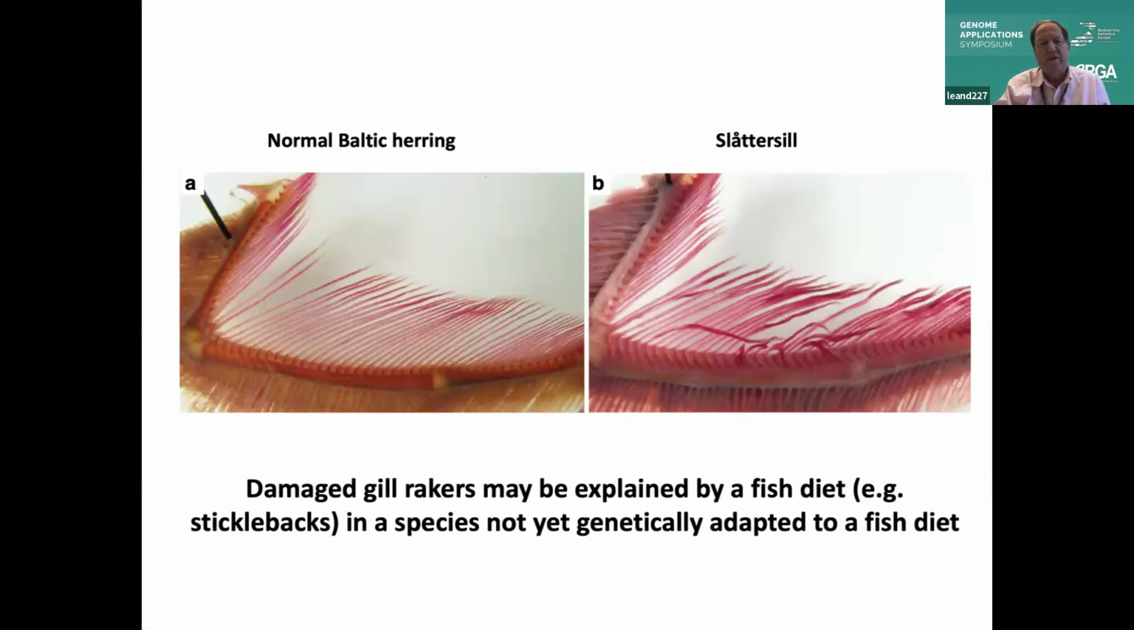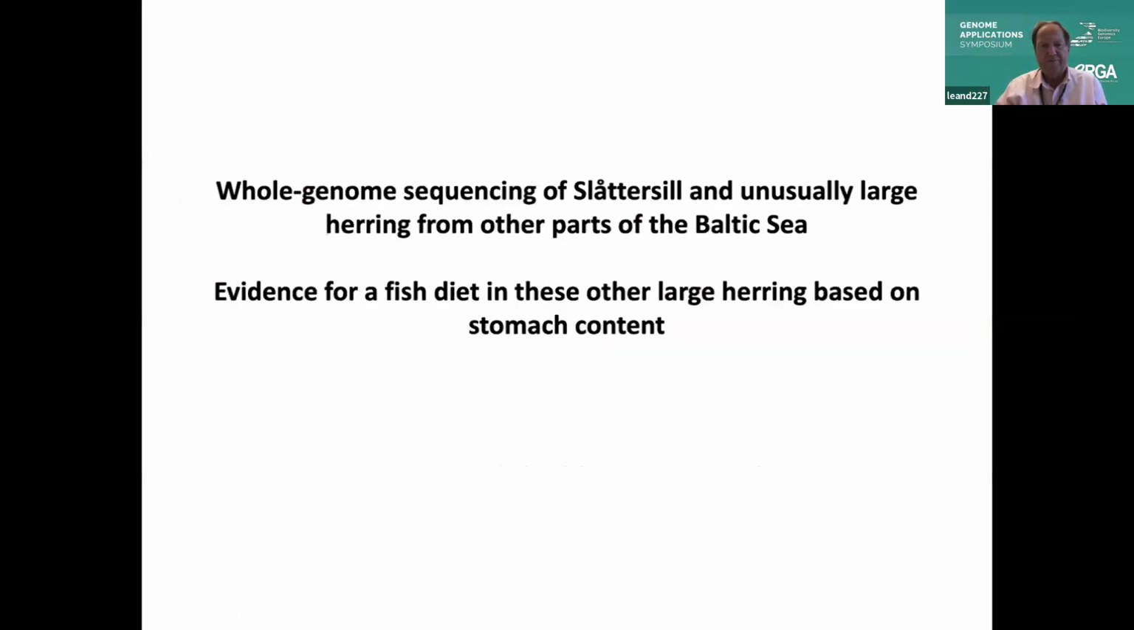An interesting aspect, if you look at the gill rakers, so this is the gill rakers of normal planktivorous herring. And they use these gill rakers to sieve plankton. This is from this piscivorous herring, and you see the damage here, because we think an important feed for this are sticklebacks, which have big spines that are difficult to consume for this fish. Then after that, we did whole genome sequencing, because the SNP chip contained a lot of SNPs on the selection, but not all. And we decided to do whole genome sequencing of this piscivorous herring, together with some other unusual large herring from other parts of the Baltic Sea. And there was evidence for a fish diet in this other large herring based on stomach content.